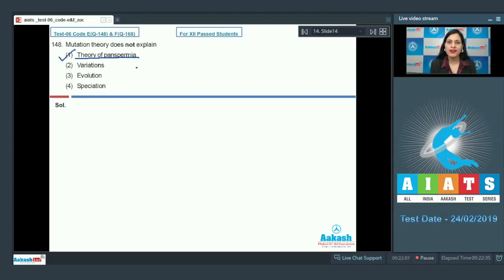Theory of panspermia is a debatable theory but largely supported by astronomers. According to this theory, life traveled in form of spores between planets, while rest of the options, variations, evolution, and speciation, are the incorrect options because mutation theory defines variations, which are single large mutations, evolution, as well as speciation. So the correct answer to this question is option number 1. Let's discuss our next question.